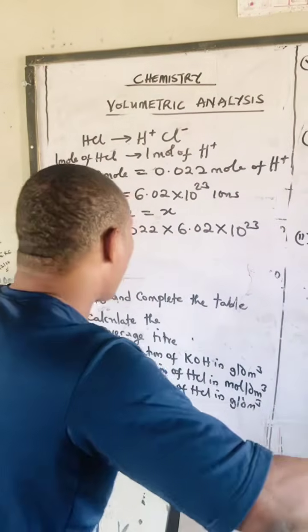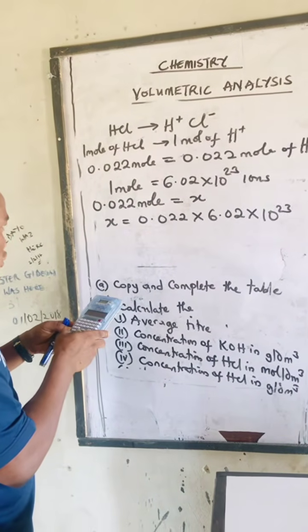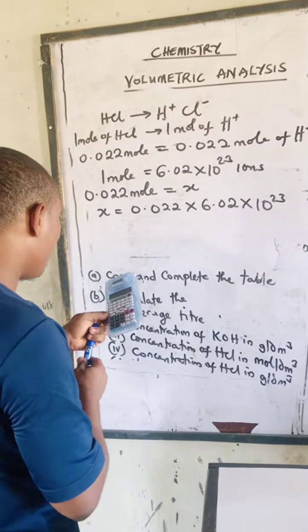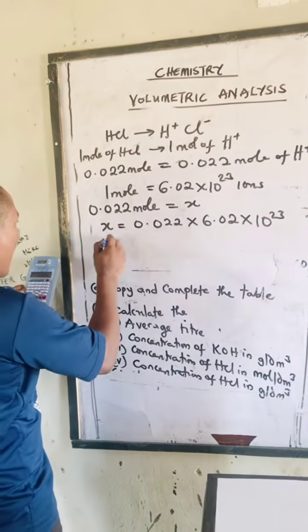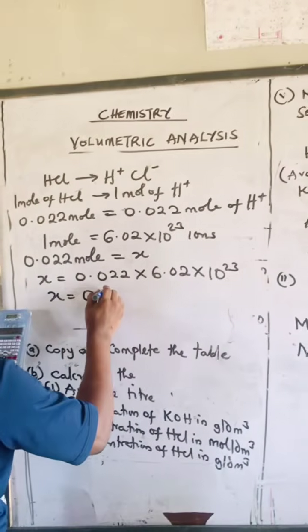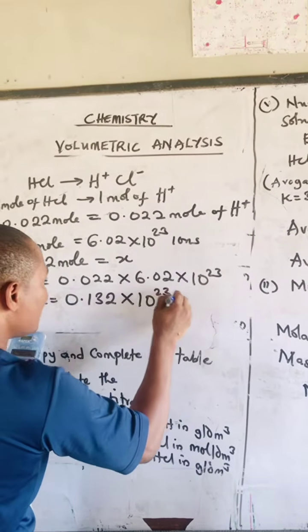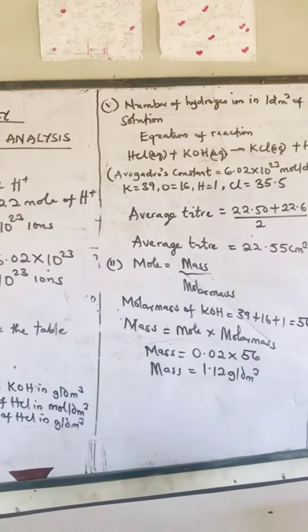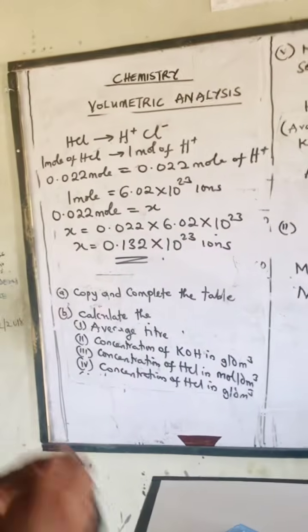So from our calculator, we have 0.022 times 6.02. So our number of hydrogen ion there now will be X to be 0.132 approximately times 10 raised to power 23. And that is all for the first question. You can see it is very, very easy. Our alternative to practical is very, very easy.